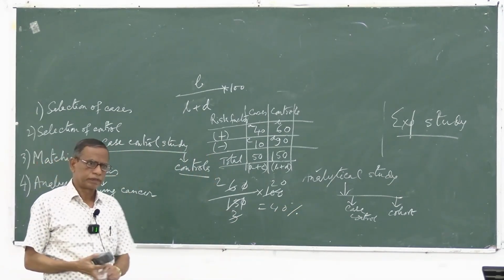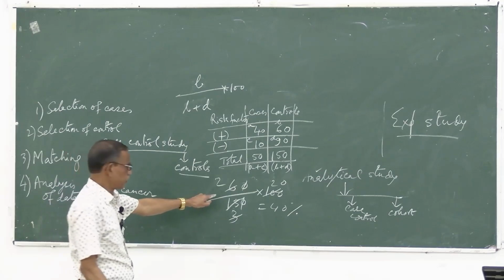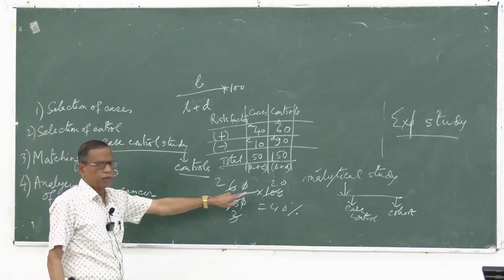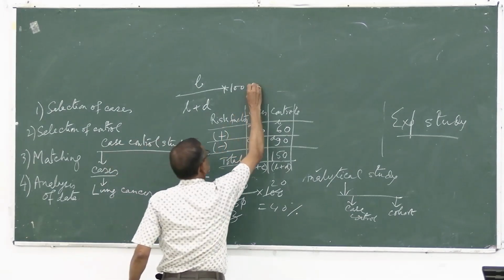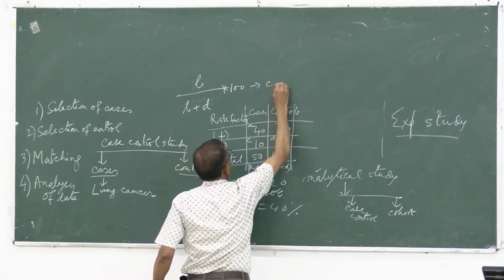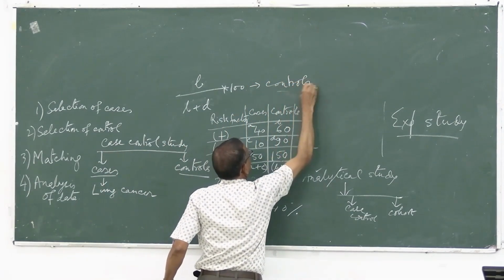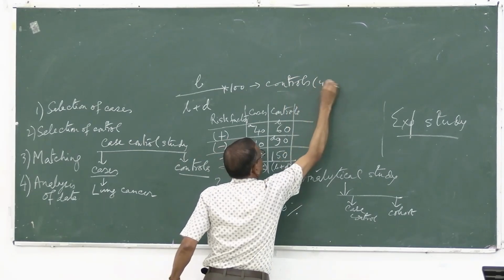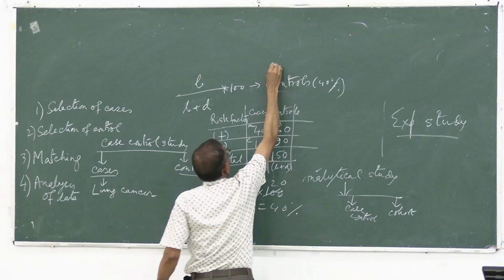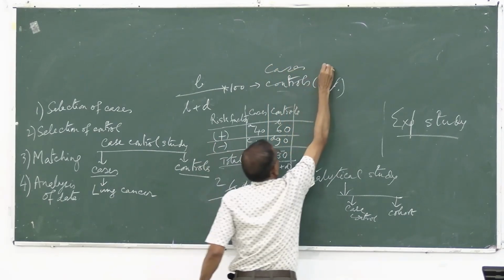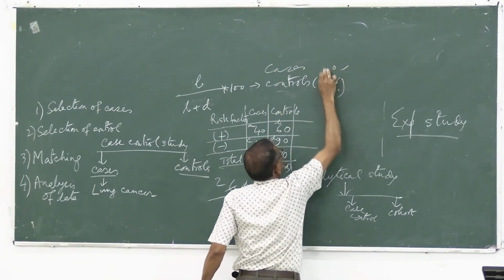Look, the calculation is correct: 60 by 150 into 100. So this is among the controls. And how much was it among the cases? Among the cases it was 80%.